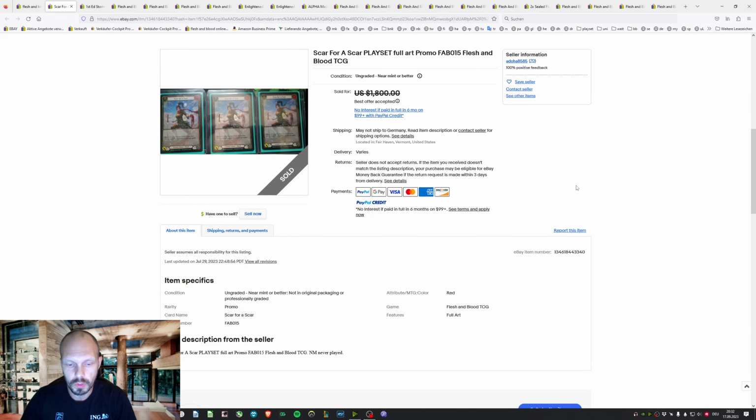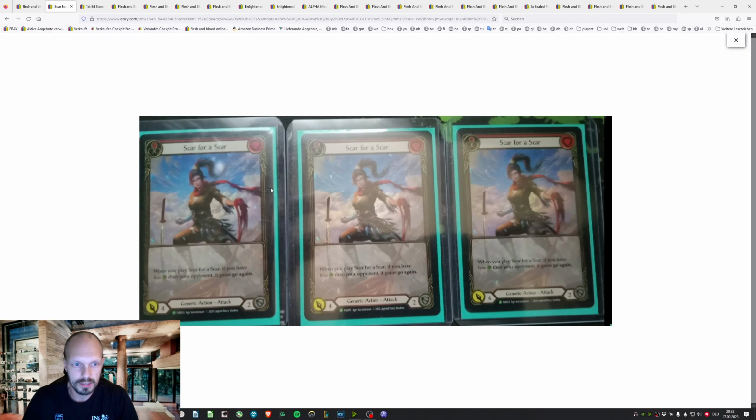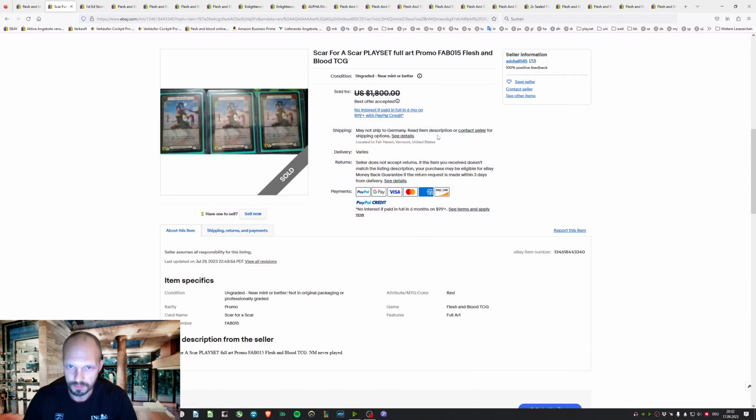It is 6 weeks since I last checked the eBay auctions, and today I have taken the top 20, the most expensive ones that have sold within the last 6 weeks since August 2nd. We're just going to take a look at it. This is the Scar for a Scar playset, Flesh and Blood promos, best offer accepted, $1,800 from Vermont in the US.